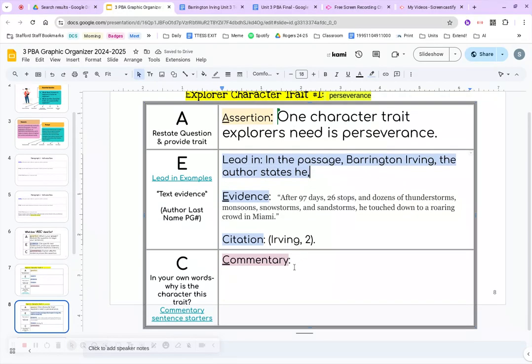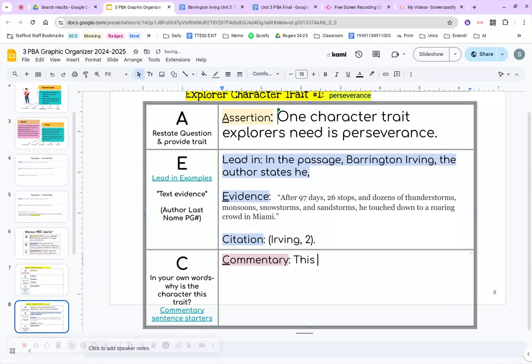Last thing I need is my commentary. So I have my assertion that explorers show perseverance. I have my evidence that he went through the thunderstorm, went through the monsoons, and touched down. Now I need to explain my thought process, why I chose this quote, how this quote shows that Barrington-Irving, or explorers, had perseverance. So I'm going to write that.